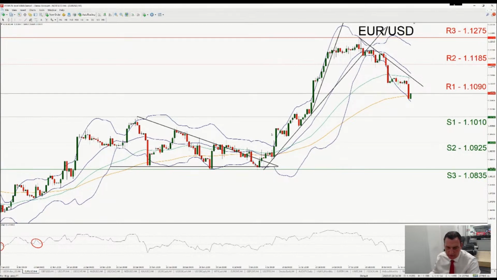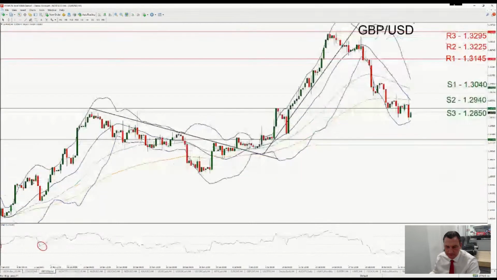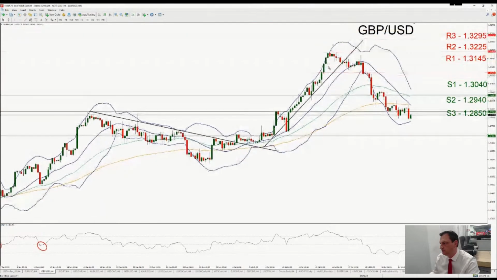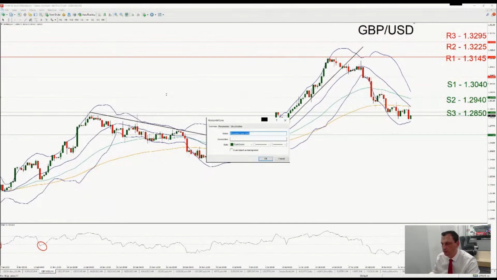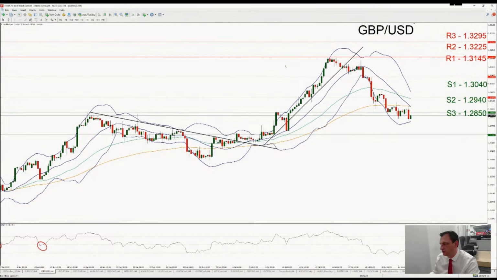Okay, let's have a look at GBP/USD. In a similar downward motion, definitely we have to switch these support lines and turn them into resistance lines. Give me a sec.